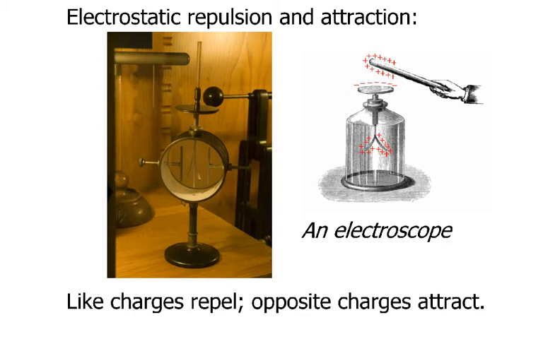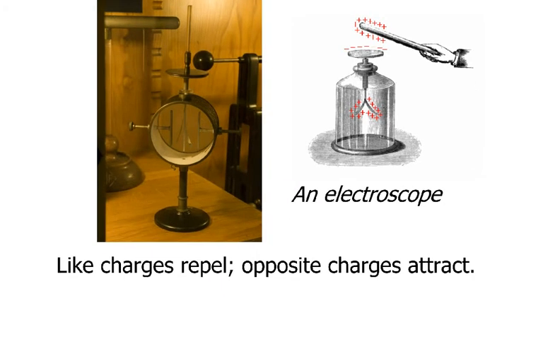So anyways, the point of even showing you this electroscope is just to point out, like charges repel, like these leaves, opposite charges attract, like the electrons that come up here and try to get to that positive rod. All right?